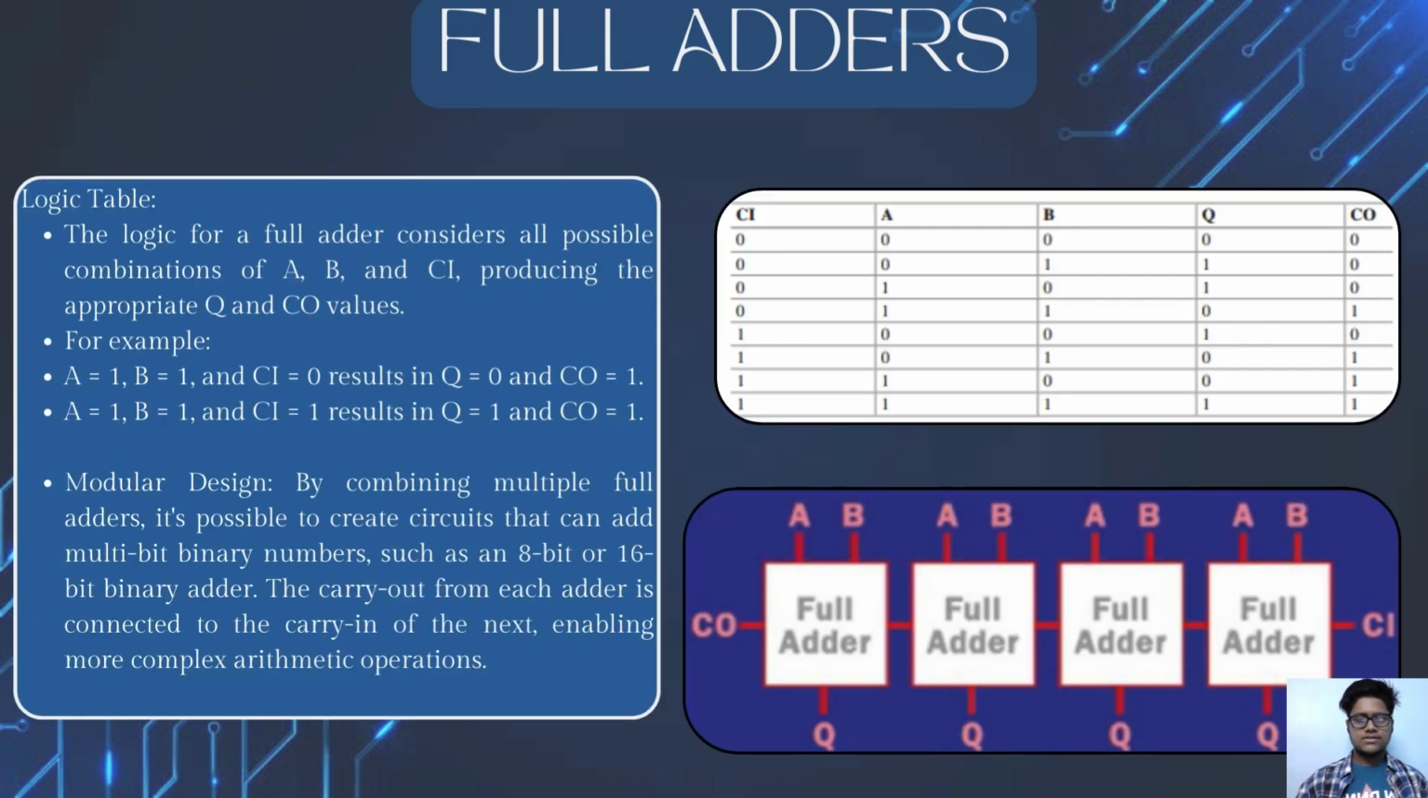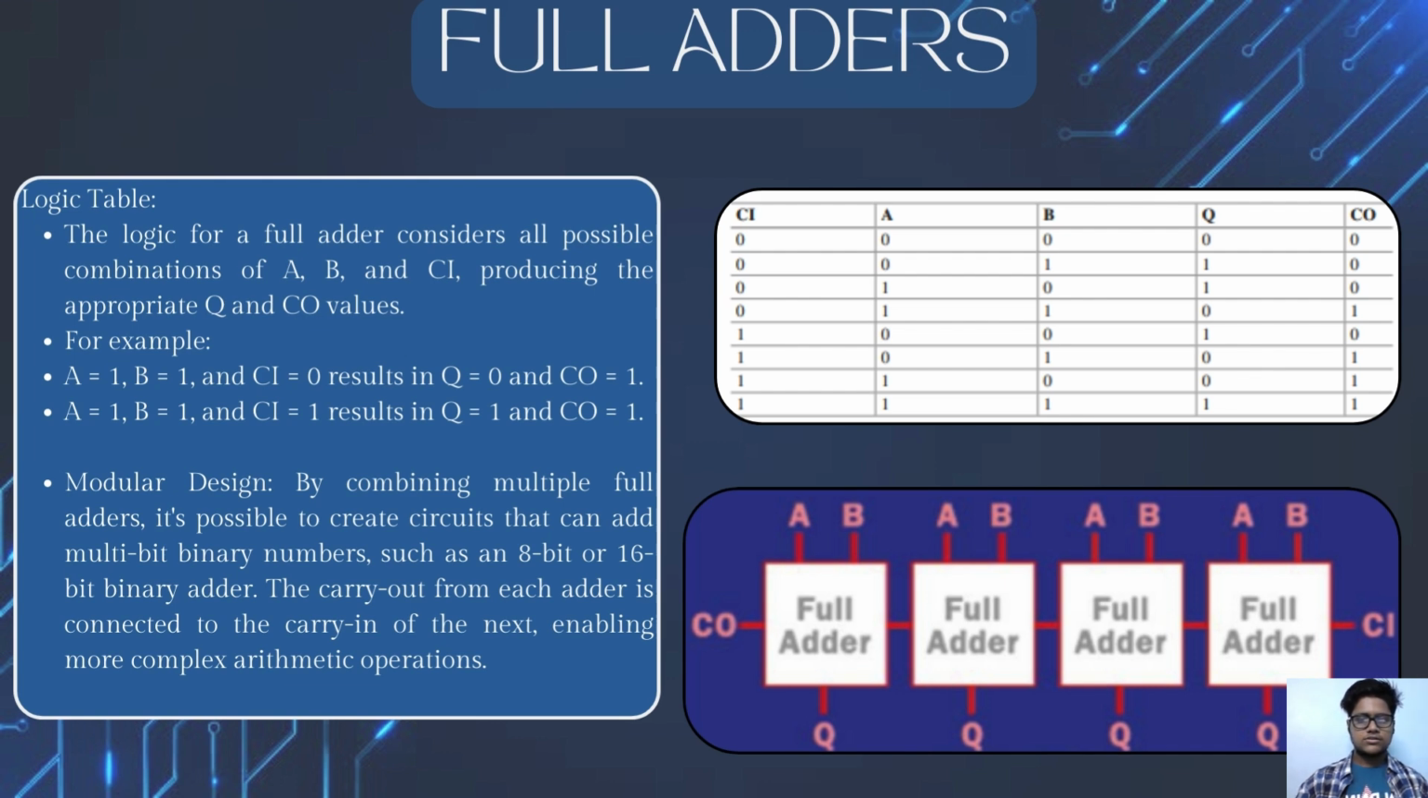Now, you all can see the logic table for the full adder. The logic table for the full adder considers all possible combinations of A, B, and carry input, producing the appropriate sum and carry output values. As you all can see, when A and B are equal to 1 and Ci is equal to 0, at that time the Q, which is nothing but the sum, is equal to 0 and Co is equal to 1. Q can be 1 when all three, A, B, and Ci, are 1.